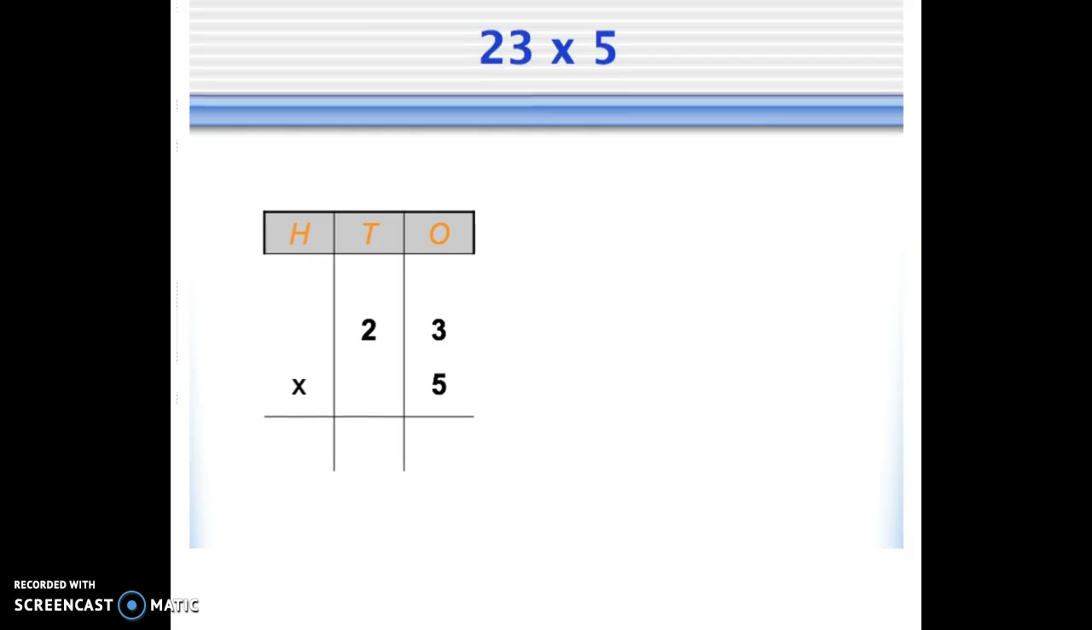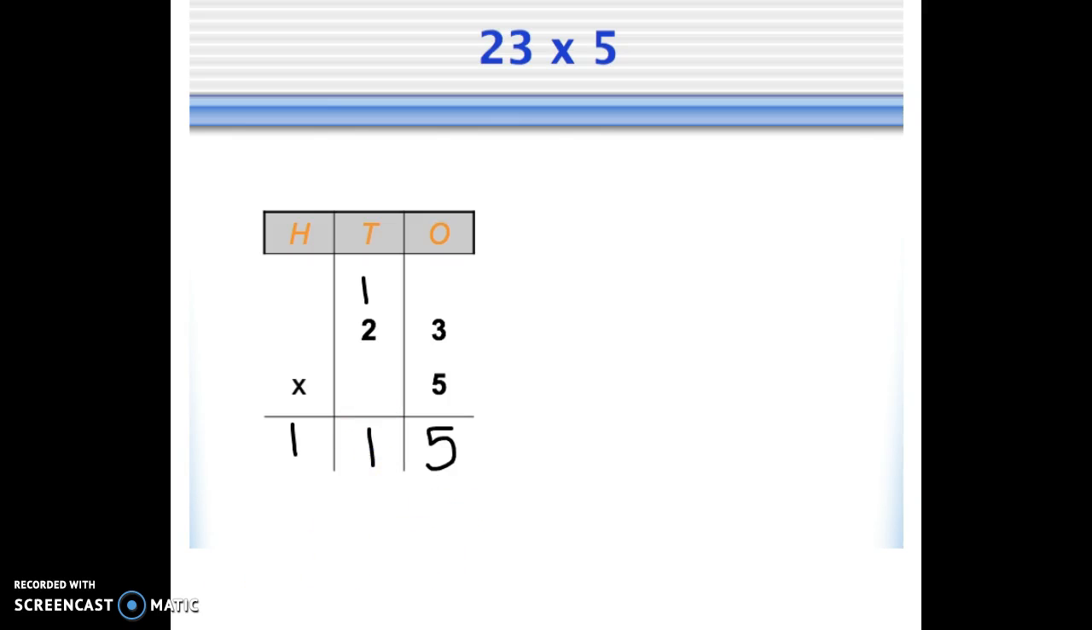All right, go ahead and take out a sheet of paper. I want you to go ahead and give this one a shot, and then we're going to go ahead and calculate it together to see how you did. All right, so now that you've calculated it, let's go ahead and do it together. 5 times 3 is 15. So put the 5 here, and regroup, put the 1 over here above the tens. Now I'm going to do 5 times 2, which is 10, plus 1, which is 11. So you should have got 115.